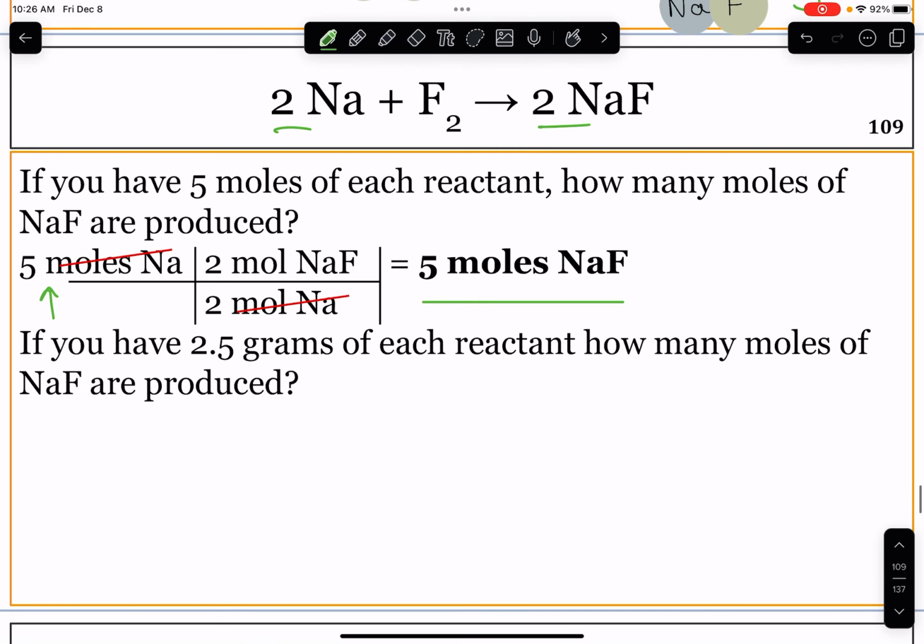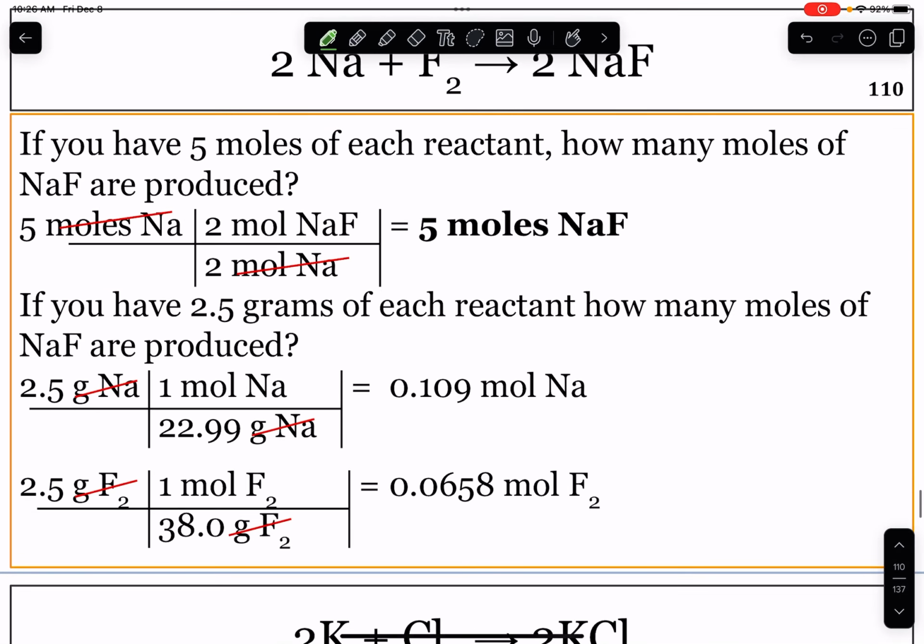All right, so the next problem says, if you have 2.5 grams of each reactant, how many moles of NaF are produced? Before, in the previous problem, we were told we have 5 moles of each. Now we have an equal amount of mass. But this 2-to-1 ratio between our reactants is not a mass ratio, it's a mole ratio. So we have to convert these 2.5 grams of each into moles of each of those reactants. Pause to see if you can work this part out before moving ahead in the video.